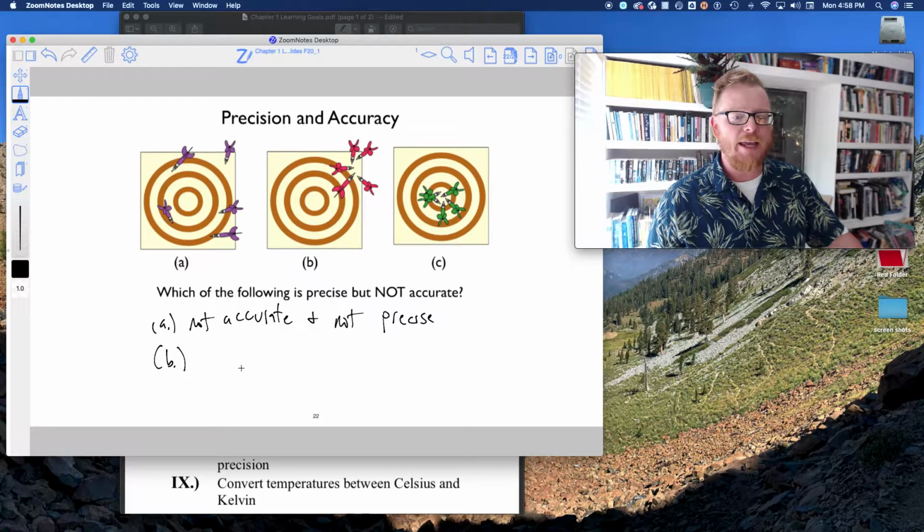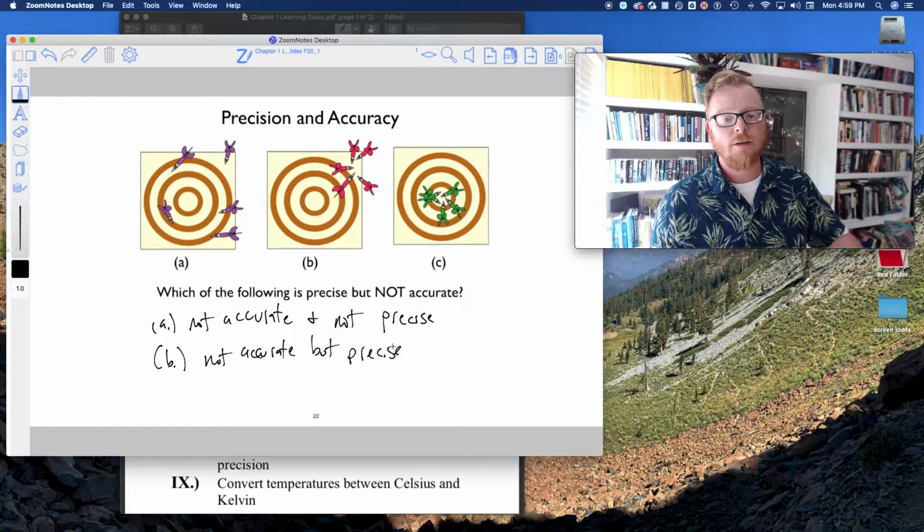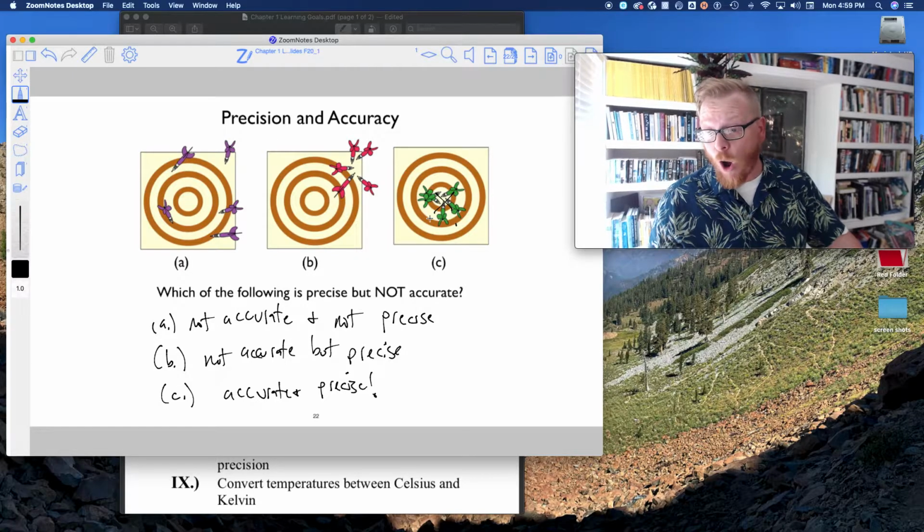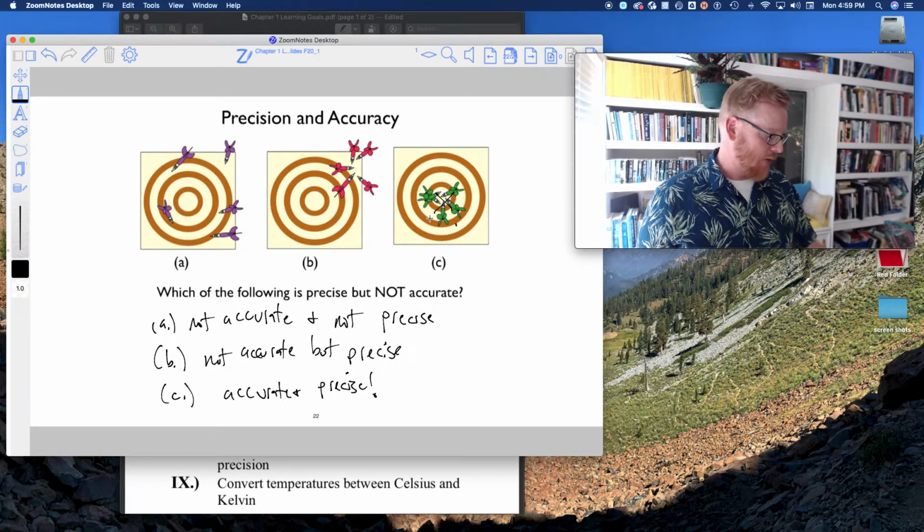But now if we look at B, B is not accurate because you didn't hit the bullseye. But it is precise because every single arrow went about in the same direction. Okay, and finally C is both accurate and precise. So yeah, good job, because they hit the bullseye and all of them hit the bullseye. So that's accurate and precise. Okay.